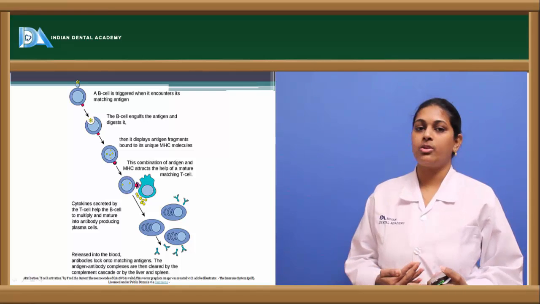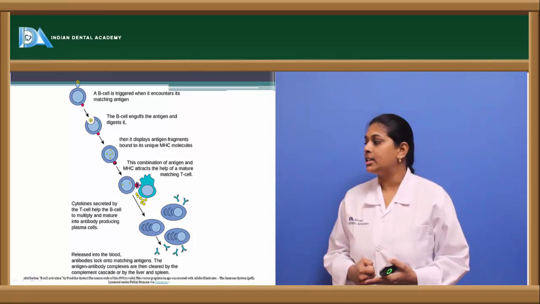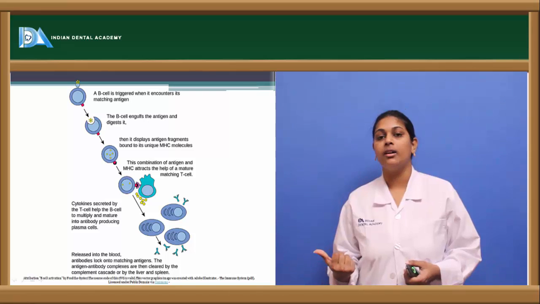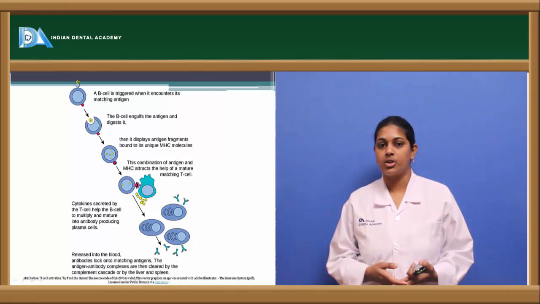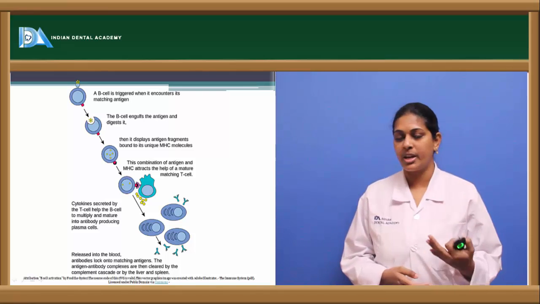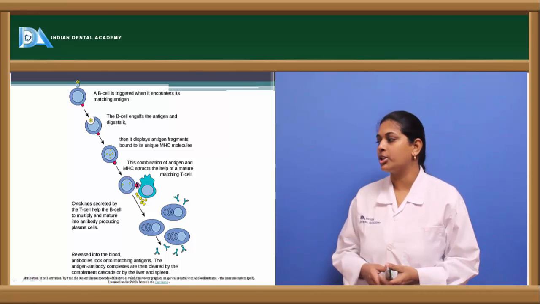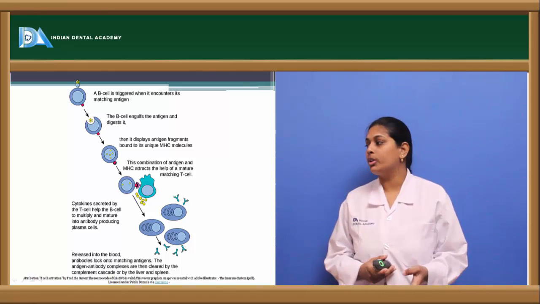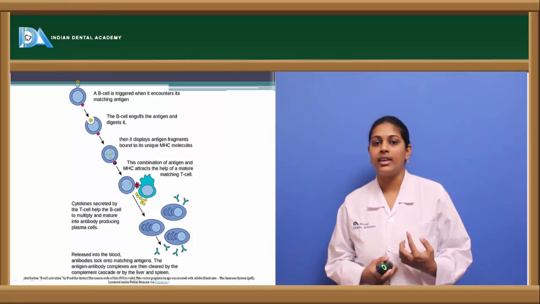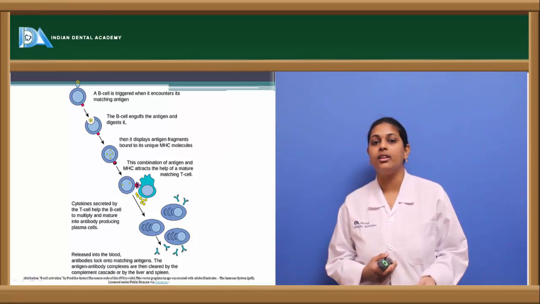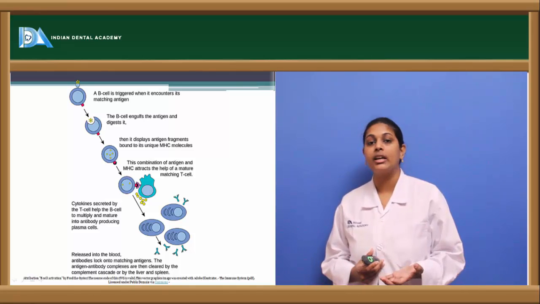Then after phagocytosis occurs, as the B lymphocytes contain the antigen within them, they display the antigen fragments. That is, they express the specific major histocompatibility complex, and once this major histocompatibility complex is being expressed, there's a combination of this antigen along with the MHC factor. This combination of the antigen and the MHC factor starts attracting the T lymphocytes. Once they start attracting the T lymphocytes, these T lymphocytes secrete cytokines.